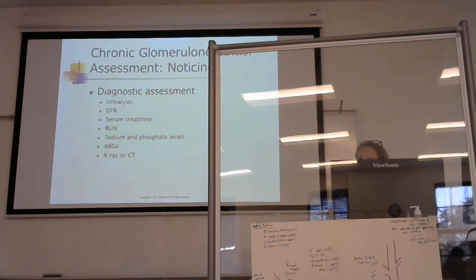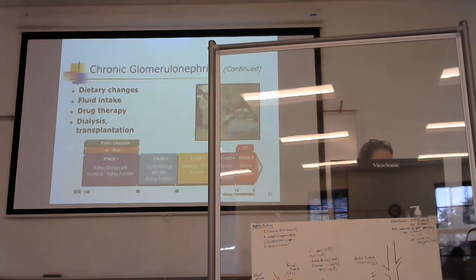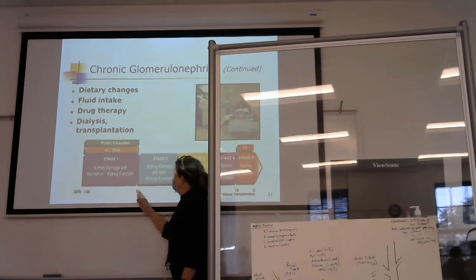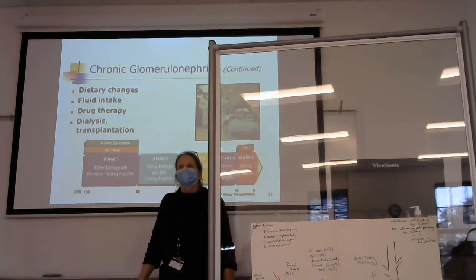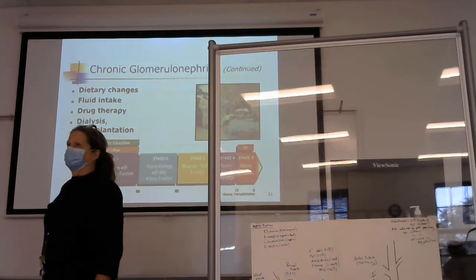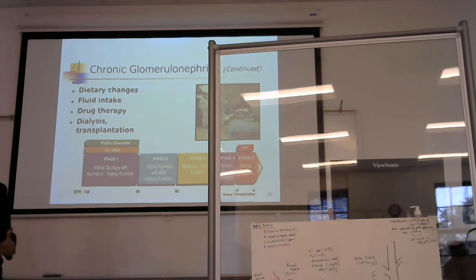Do they need to be on antihypertensives? So kidneys, one thing about the kidneys is they fail in an organized manner. Here is our GFR that's normal, 90 to 130. There still may be a little bit of damage, but we're not going to see it. We got a normal GFR.